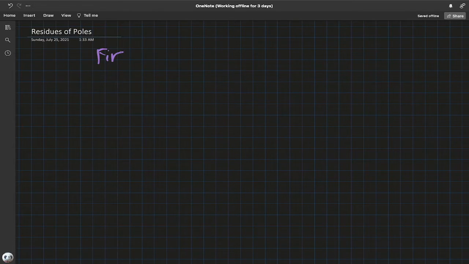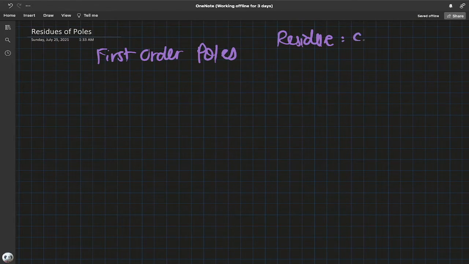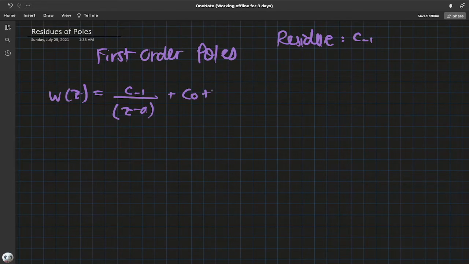Okay, let's talk about first order poles. Now that we know that the residue is the c minus 1 coefficient, if we have a first order pole, our Laurent series expansion would look something like this: c sub minus 1 over z minus a. Since it's a first order pole, the most negative this power can get is minus 1. So we just have this term, and then everything else is a positive power. This is the most general representation of a Laurent series of a function with a first order pole.